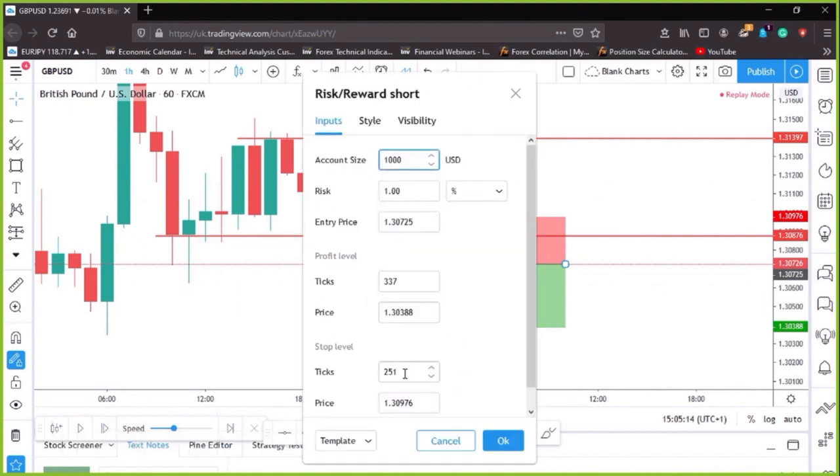25. Okay, let me just adjust this. So we've got 25. Let's go 27. Couple of points above, okay? Now, I know it says 270 there, but it's taking into account micro lots. So just ignore that last number, all right?